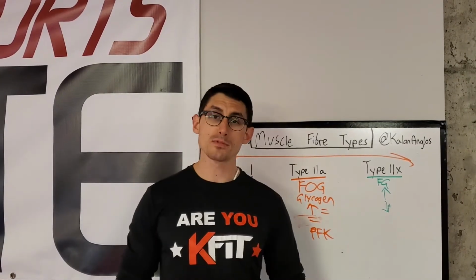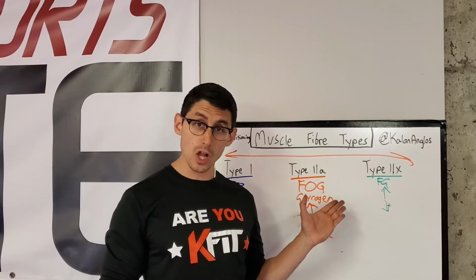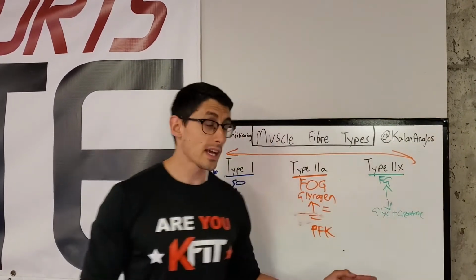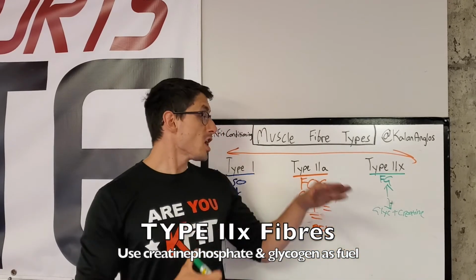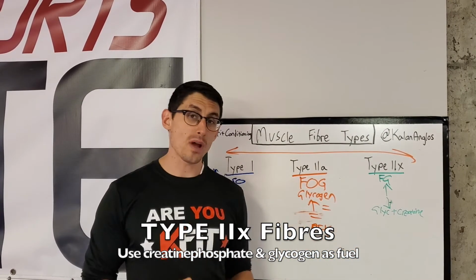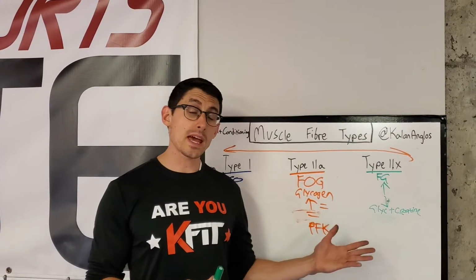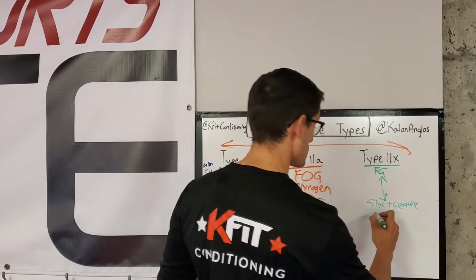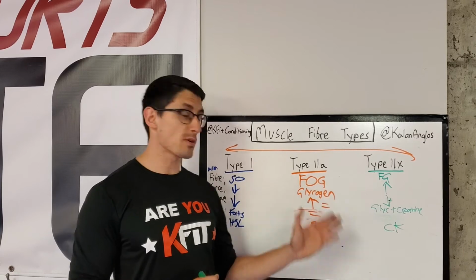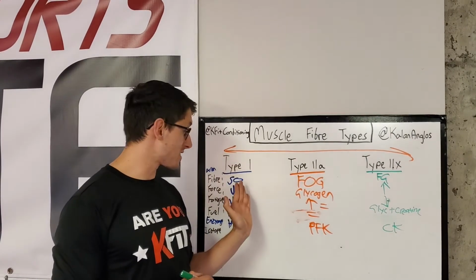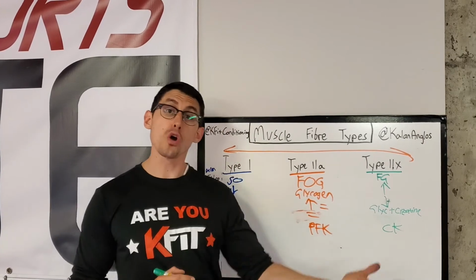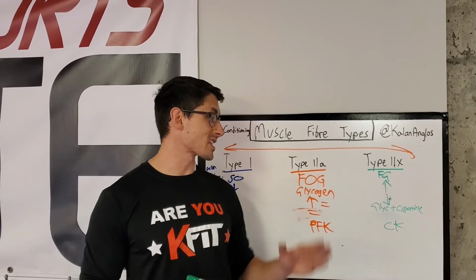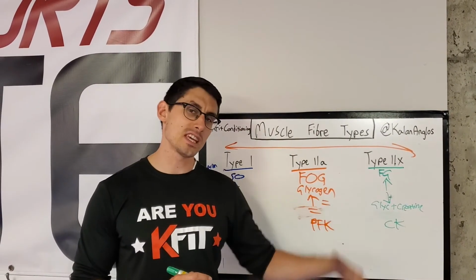The main fuel source for the type 2X fibers is glycogen as well, but also creatine. Glycogen and creatine, or creatine phosphate, are what really generate the power for the type 2X fibers. That's the main fuel. And the main enzyme used during the type 2X fibers is creatine kinase, which breaks down the creatine. So when we look at different muscle fiber types, type 1 are slow, oxidative, and fatigue resistant. They can go for longer, but they generate low amounts of force. On the other end, we have our type 2X fibers, fast glycolytic. They generate a lot of force, but they fatigue rather quickly.